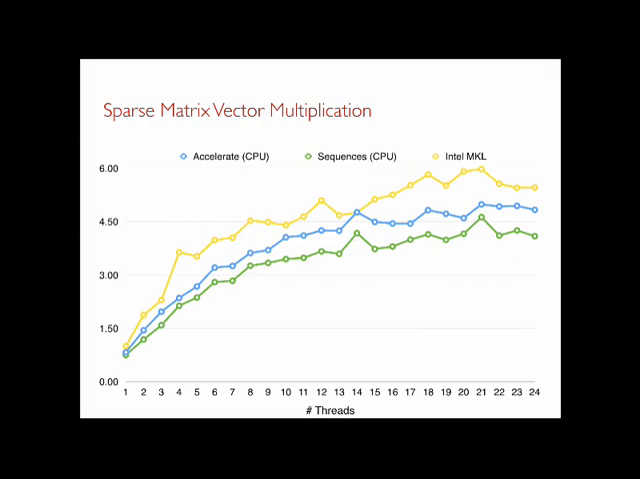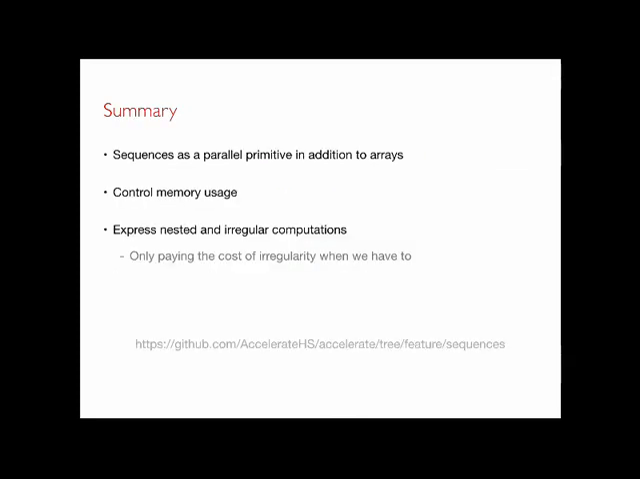Okay, so in the paper you can see other benchmarks as well. So in summary, we were able to extend our existing array language with sequences to enable us to work with larger data sets that don't necessarily fit in our GPU memory. And this also enabled us at the same time to express more complex nested and irregular computations, which are typically hard to do on GPUs, and any other array languages as well.